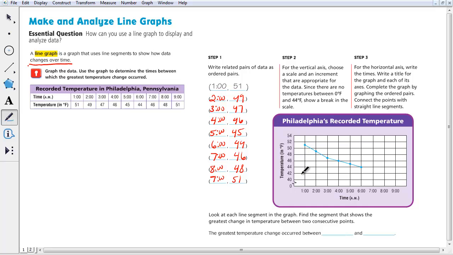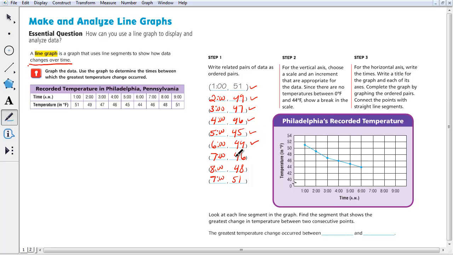2 o'clock, 49 degrees. So I go over to 2 o'clock, up to 49 degrees. Now let's look at 3 o'clock, 47 degrees. Over to 3 o'clock, up to 47 degrees. Now let's look at 4 o'clock, 46 degrees. So 4 o'clock, 46 degrees. And you can see between each point they're connected with a straight line. So we've done all of these. 5 o'clock, 45 degrees. You can see it marked right there. 6 o'clock, 44 degrees. That one's done.